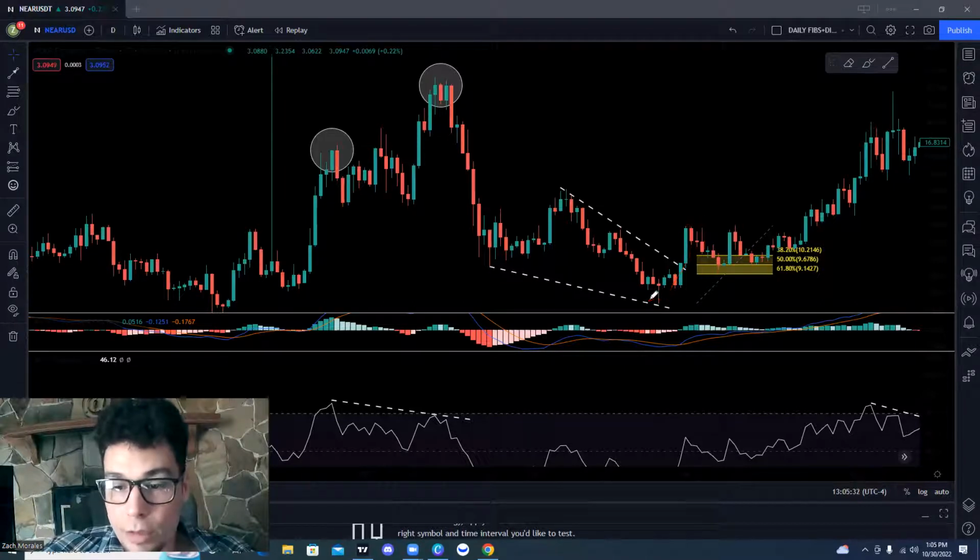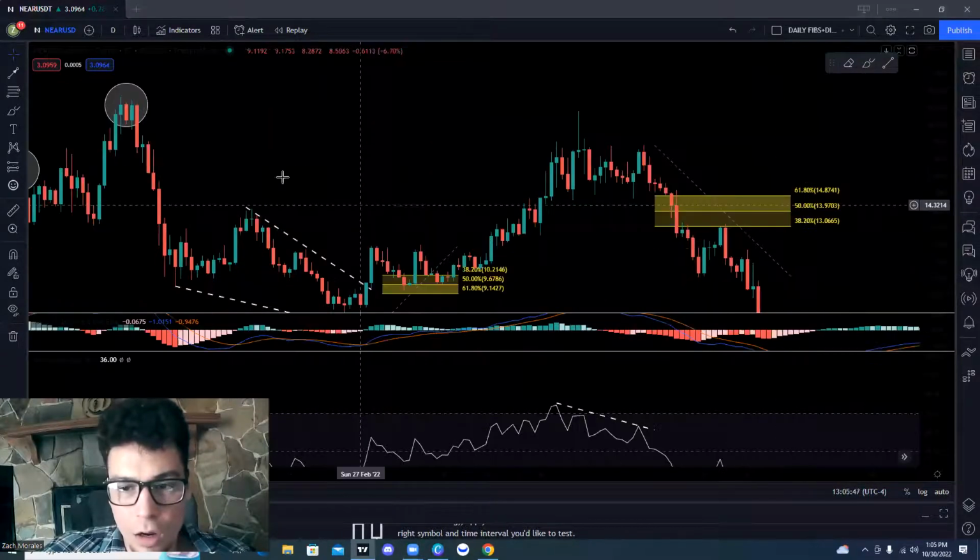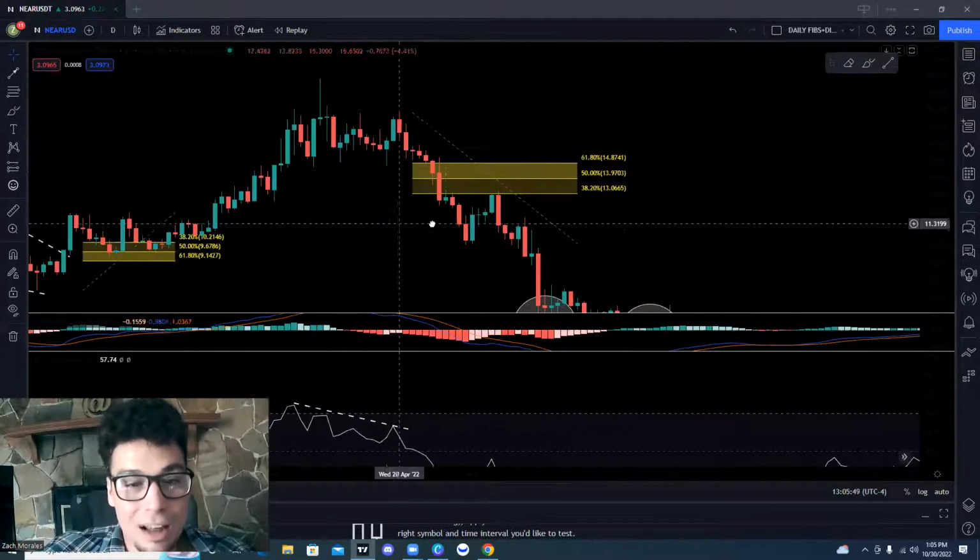And look what we do. We take the measurement from the low up to the highs right here. And we see that we come up, we retrace and get a very strong impulsive move to the upside. If we would have broken these three support levels, again, we would have come down and tested these recent lows, all right? And up here, here's another example.